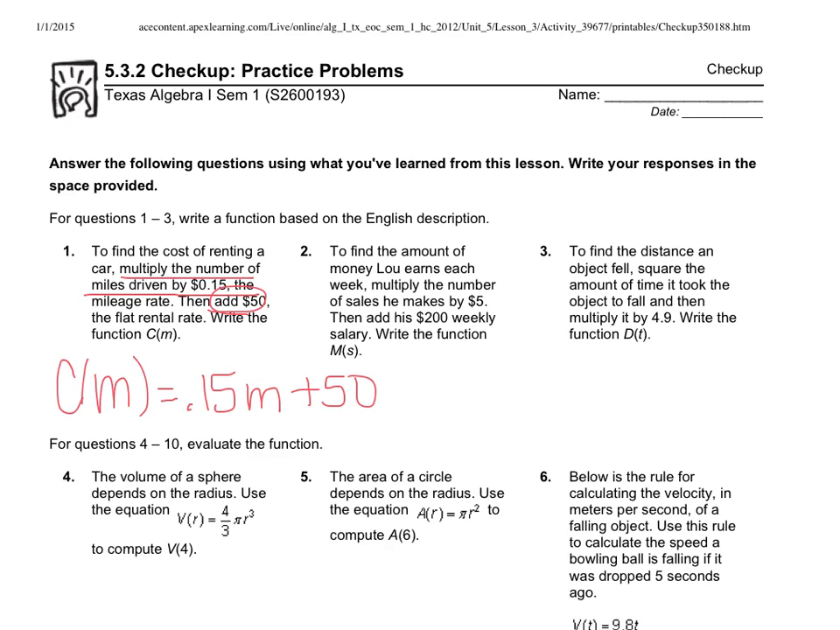Number 3, to find the distance an object fell, you're supposed to square the amount of time it took, so that means it's going to be t squared, and then multiply it by 4.9, so times 4.9, and that's going to be equal to d of t.